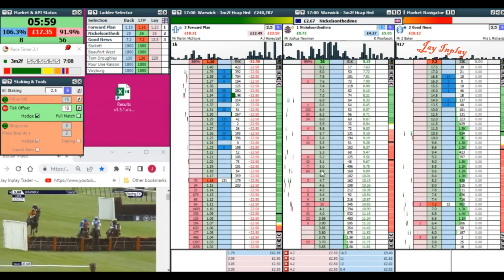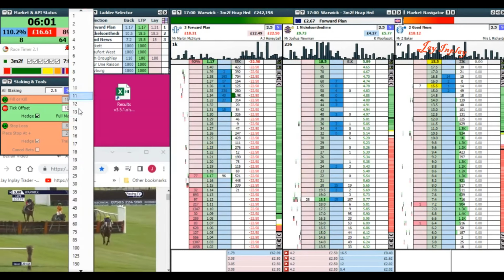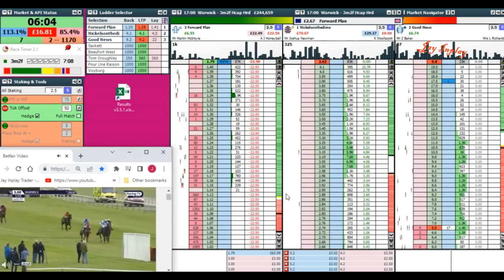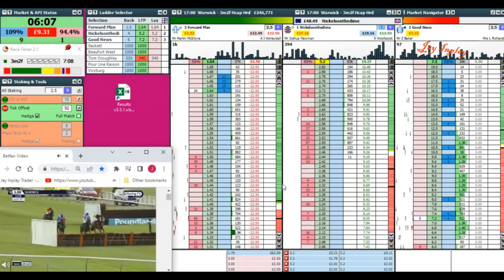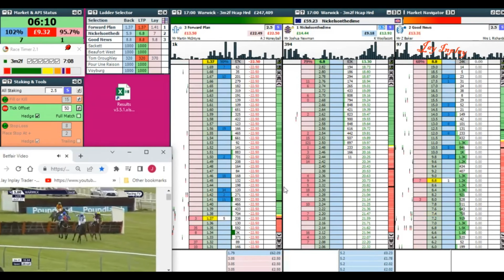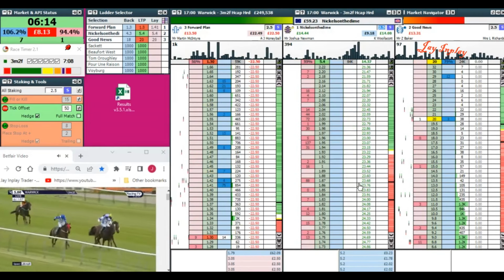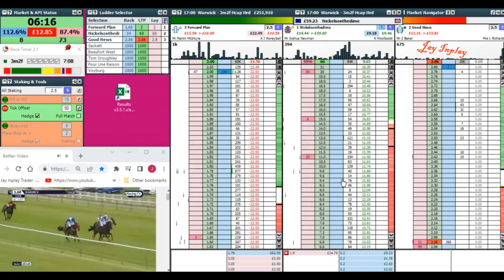Forward Plan will rise in front, 2 lengths to the good from Good News. Nichols on the Dime a further length away up the inside, but still not done with. Forward Plan will come down to the last with a length advantage over Nichols on the Dime and Good News. Tomo Roughly staying on steadily back in fourth. They're into the final 75 yards.